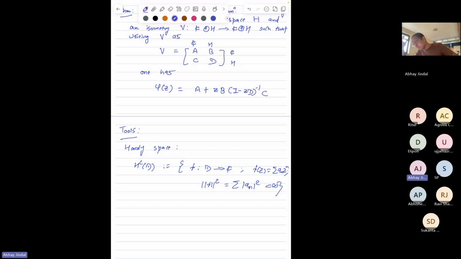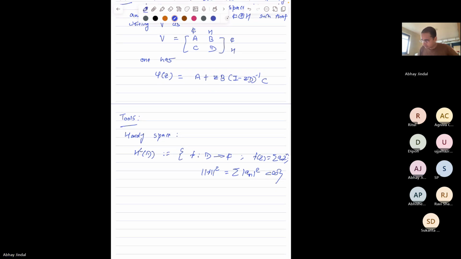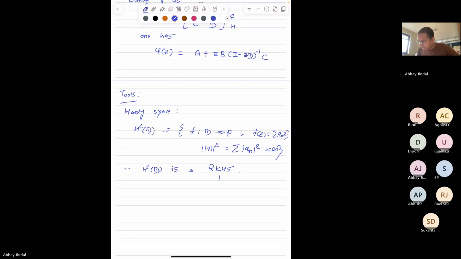The Hardy space of the disk also has many definitions, and all the definitions will eventually come down to this. There is no reason we are choosing this definition. We are in fact not going to use this definition as well. H2(D) is a reproducing kernel Hilbert space. Okay, what does that mean? We are saying that H2(D) is a reproducing kernel Hilbert space.